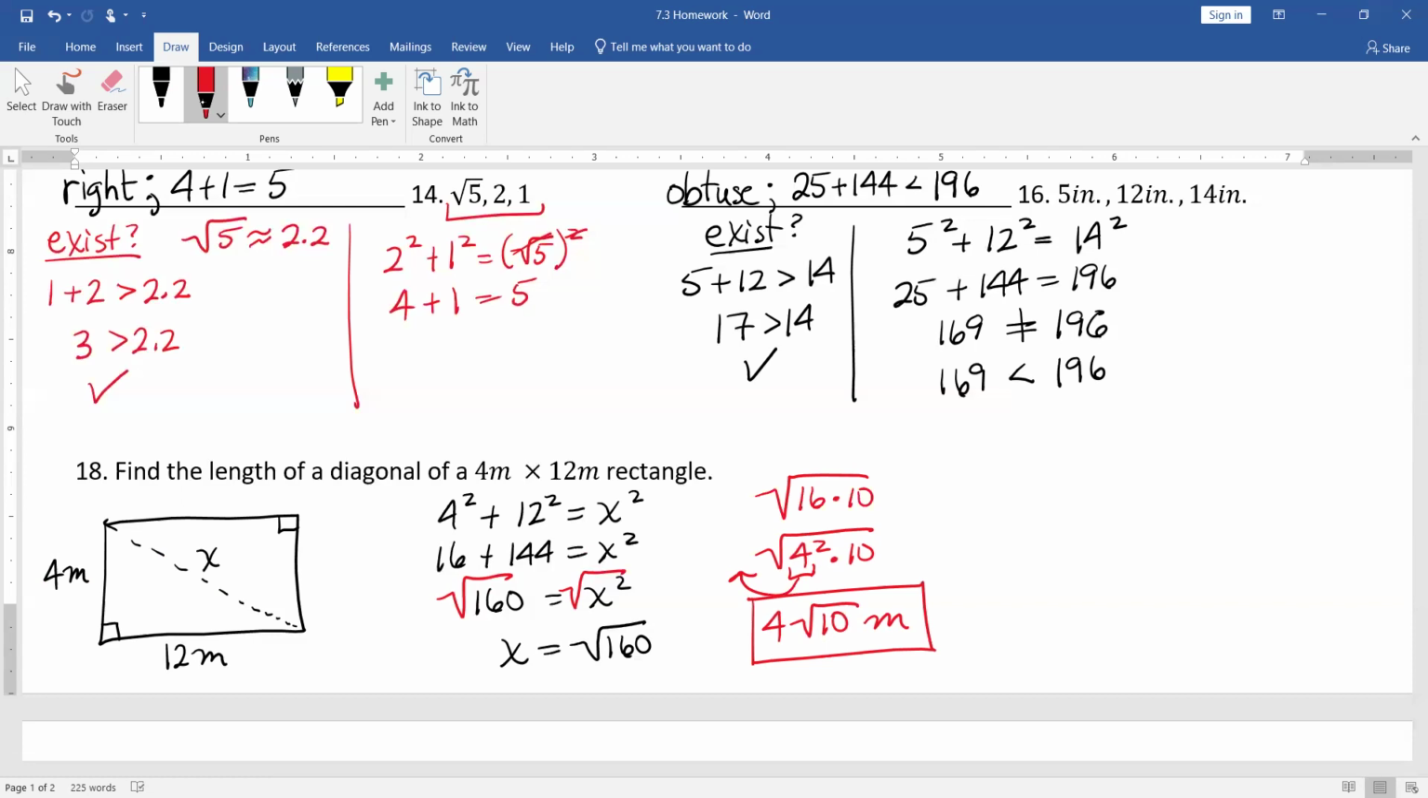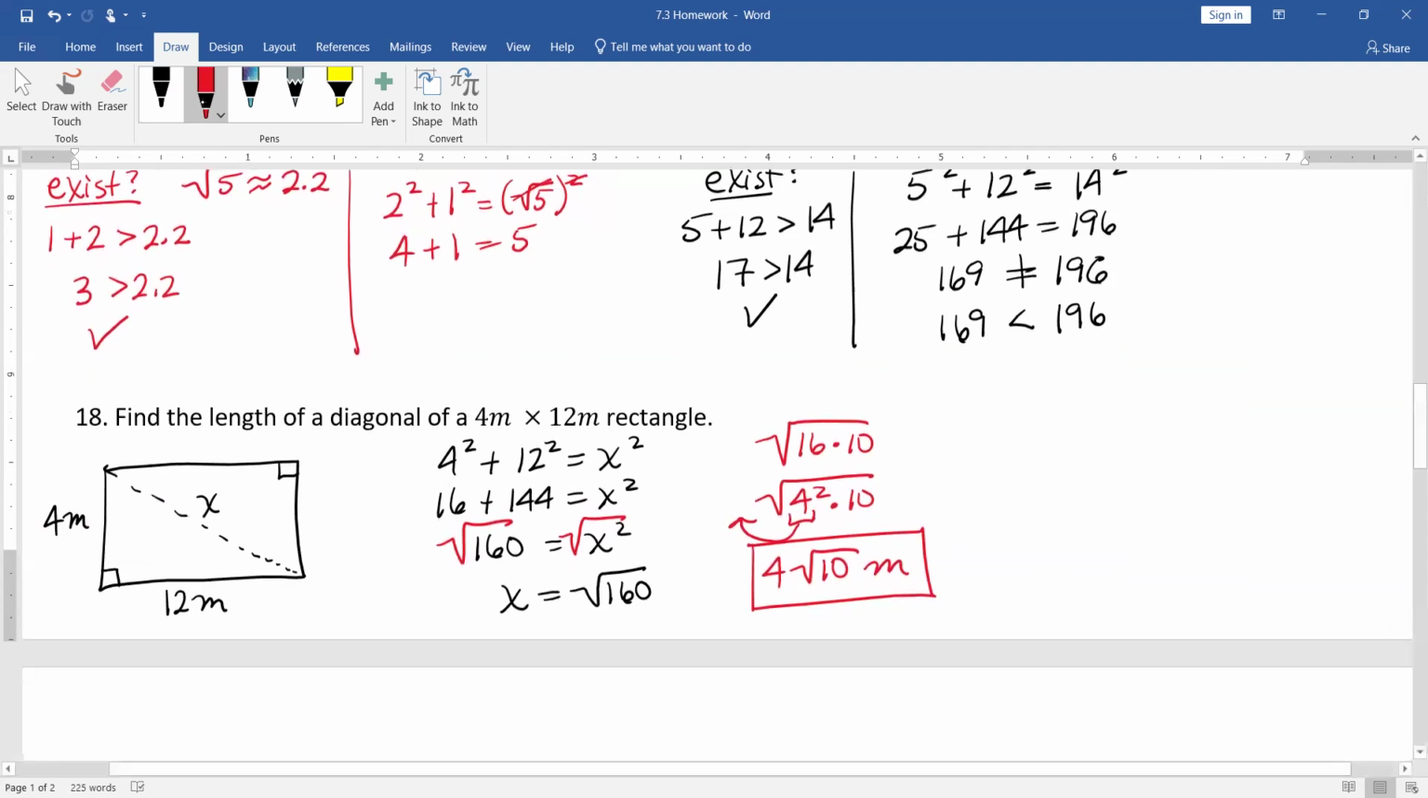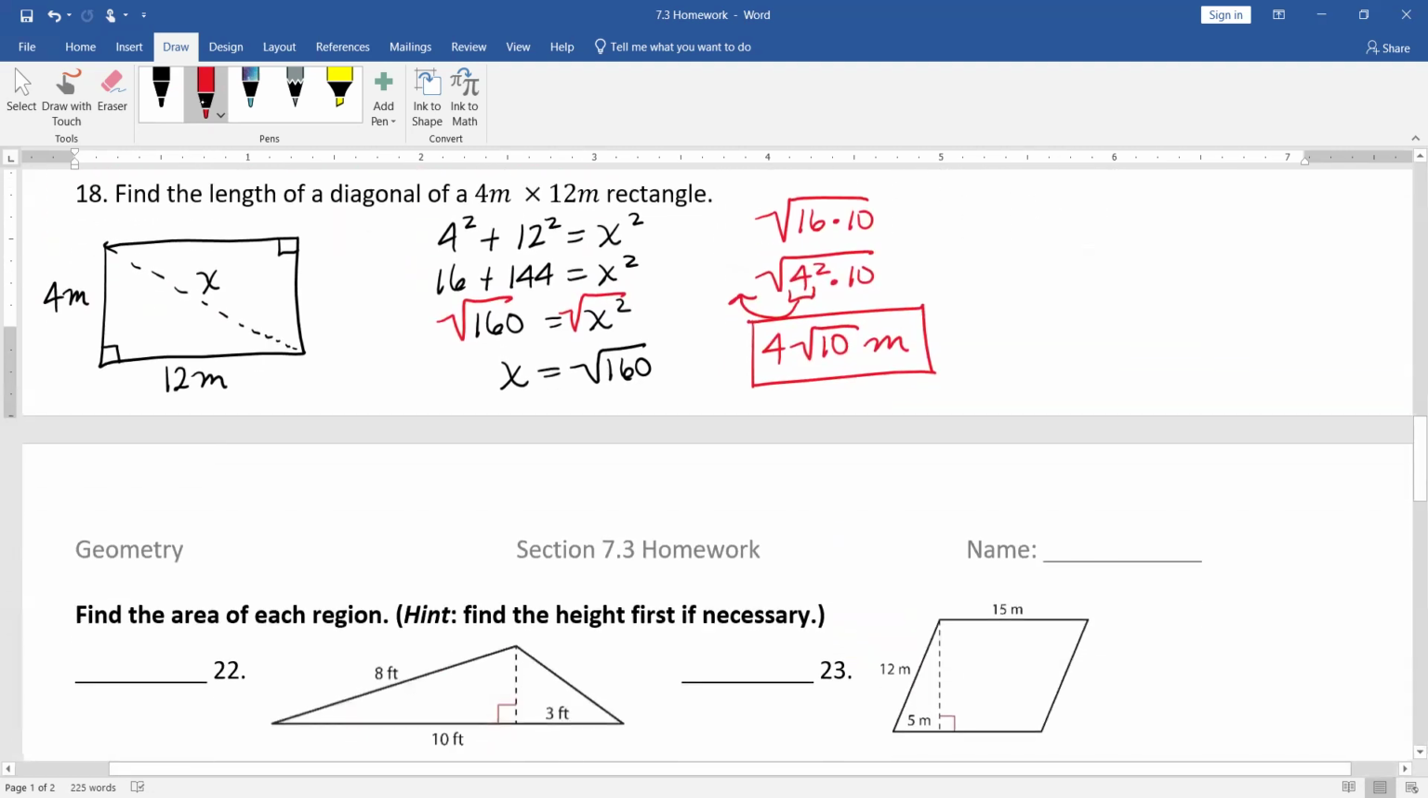Did I? Nope. I didn't calculate the approximate value of that, probably around maybe 3.2, something like that. So it's probably around 12 something meters. But anyway, let's go ahead and move on.